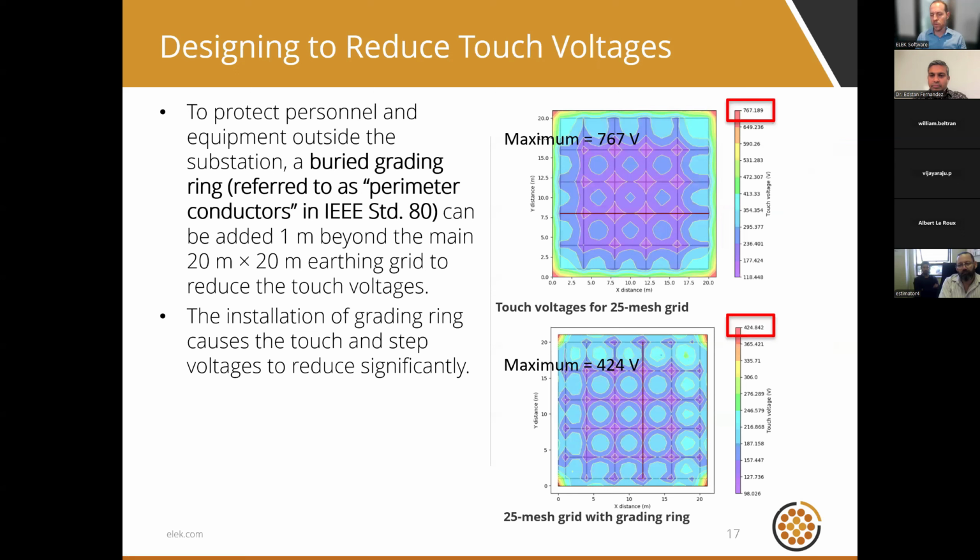We could also do another tactic or technique, which is to add a grading ring. Very often we experience high touch voltages around the outside perimeter of an earthing system. That's where our touch voltages are higher. A reason could be, as we saw earlier, the leakage currents when fault currents are dissipated into the soil, they're often dissipated around the perimeter of the earthing system, and this can cause higher touch voltages around the perimeter.